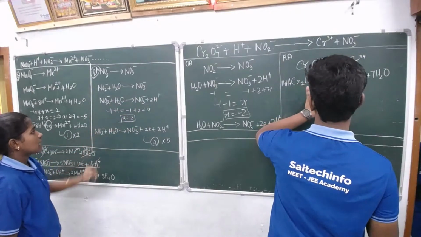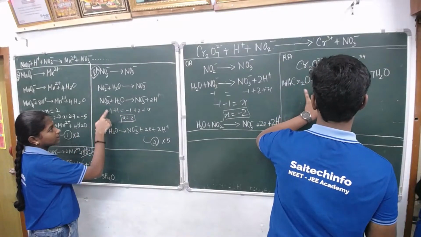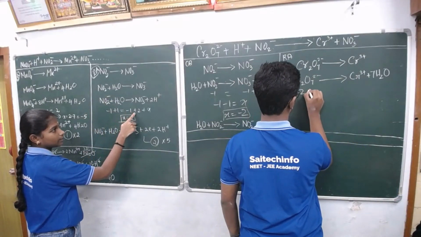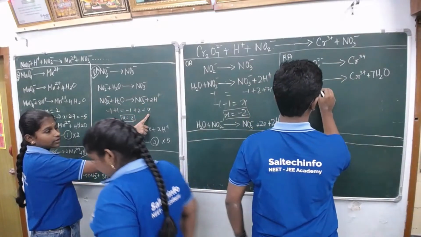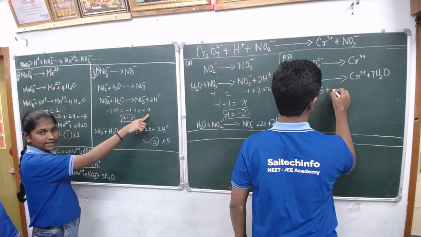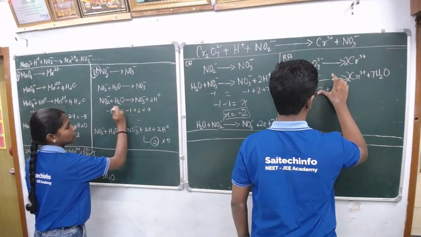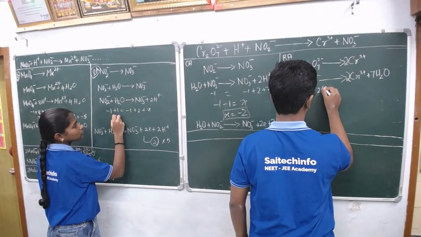So to find the charge, we use the algebraic method. Here minus 1 plus 1 is equal to minus 1 plus 2 plus x. X is nothing but the charge we are finding, that is, the number of electrons. So work it out seriously.